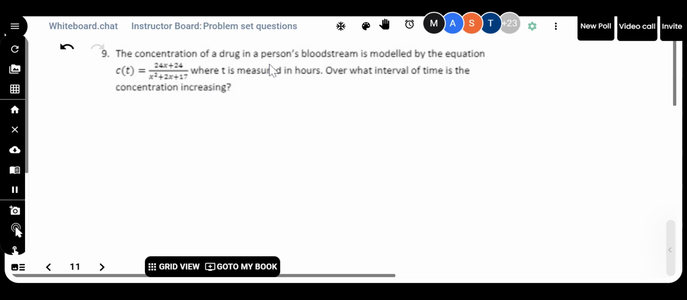The concentration of a drug in a person's bloodstream is modeled by this equation, where time is in hours. For what interval of time is the concentration increasing? Well, we've never actually tackled this before, where we're talking about where something is increasing. We've talked about where the slope is horizontal, or a specific value of this. We've done that, but we never asked about where the function is increasing.